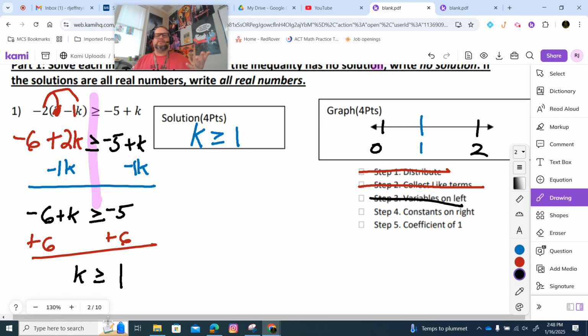All right, because 0 is less than 1, 2 is greater than 1. All right, so this is going to be an open or a closed circle. This is closed because it's an equal sign. K is greater than, so all the numbers that are greater or bigger are over here to the right. Okay, so there's our graph.